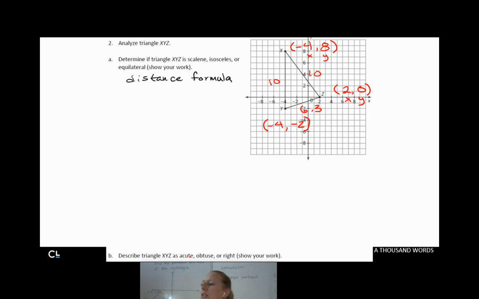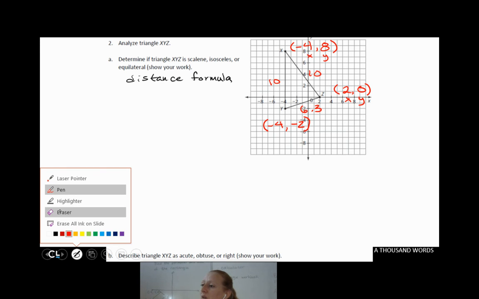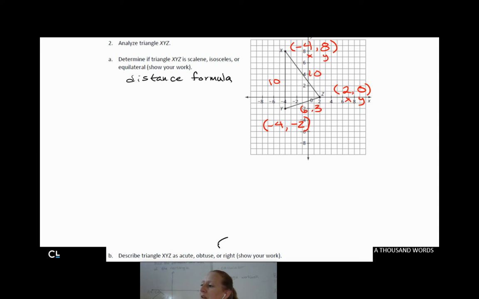So remember, you can determine if it's acute, obtuse, or right with the one, the only Pythagorean theorem.